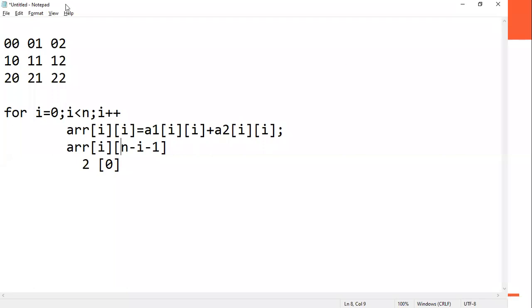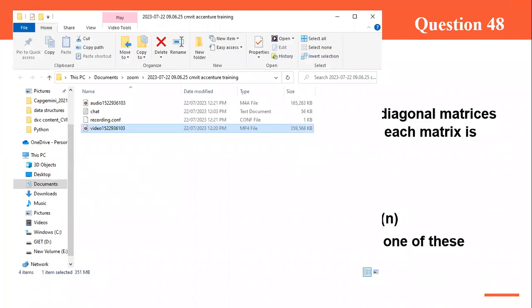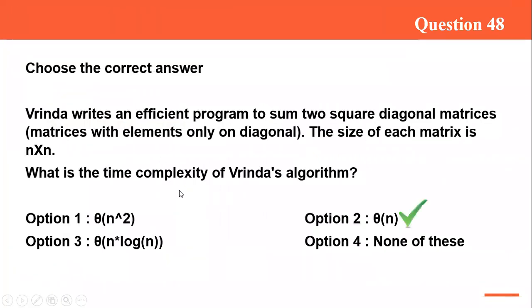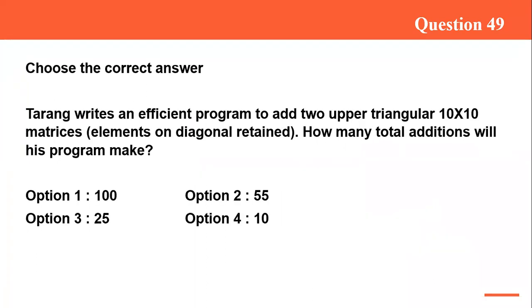Understood? I hope everyone did. Simple one, nothing big deal. Consider it's theta of n. Okay, clear? I hope. Going for the next one. Next, just see this.